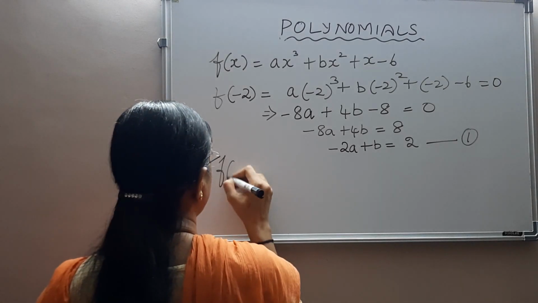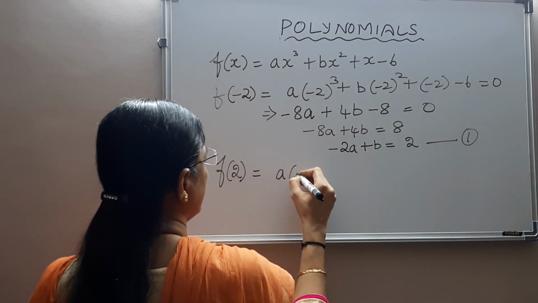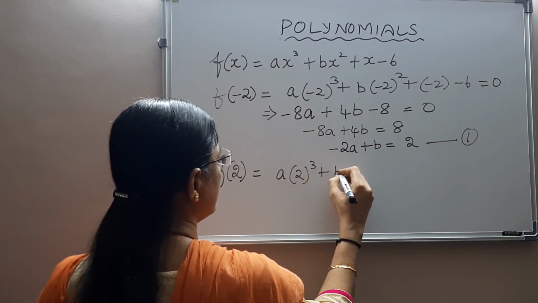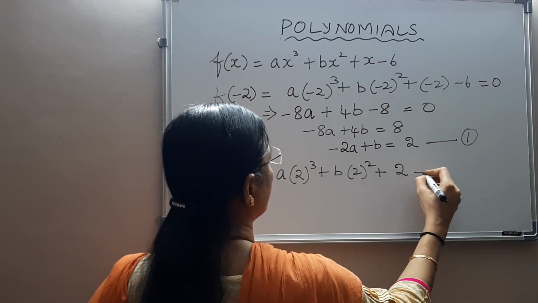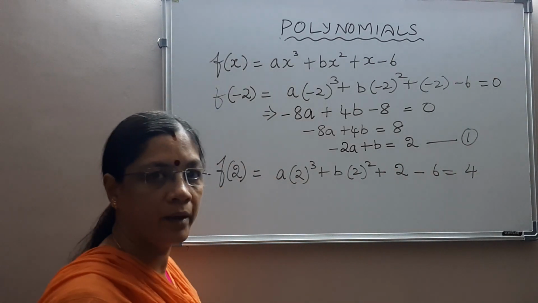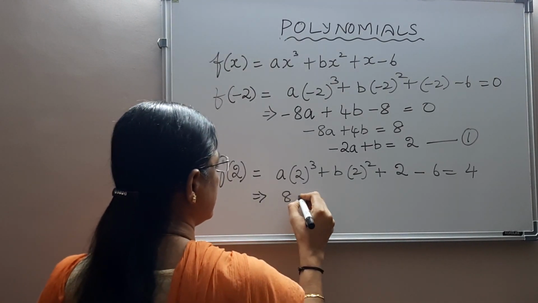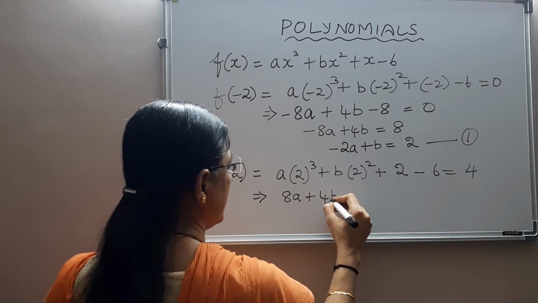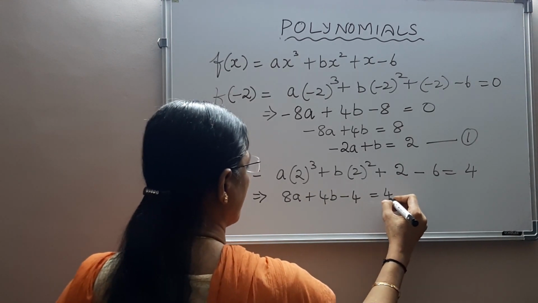Now the second condition is f of 2 is equal to a into 2 cube plus b into 2 squared plus 2 minus 6. Now this should be equated to 4 because it leaves a remainder 4 when it is divided by x minus 2. Now this gives 8a plus 4b, 2 minus 6 is minus 4, is equal to 4.